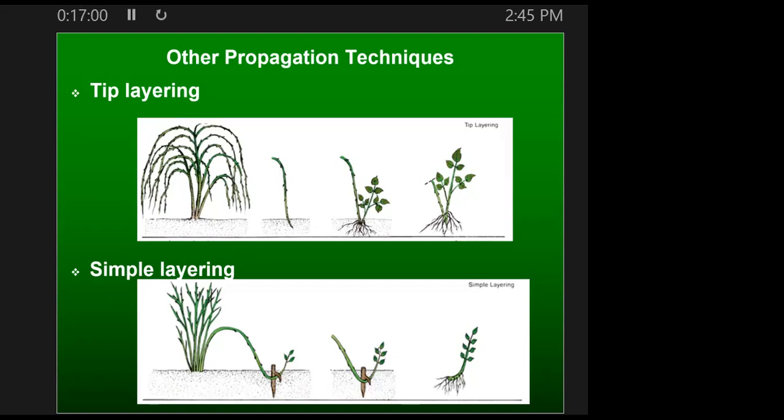And then simple layering down below, you just kind of curve it and again, anchor it into the soil. And where it's in the soil, it starts to form the root tissue. And then you just cut that free from the mother plant, and you have a little plantlet to work with. So it's amazing how easily these plants will respond to this.